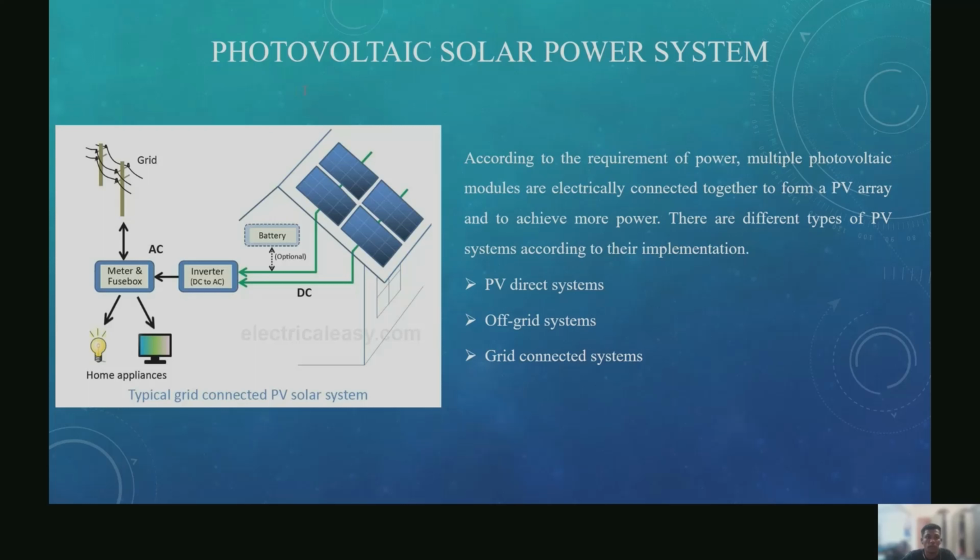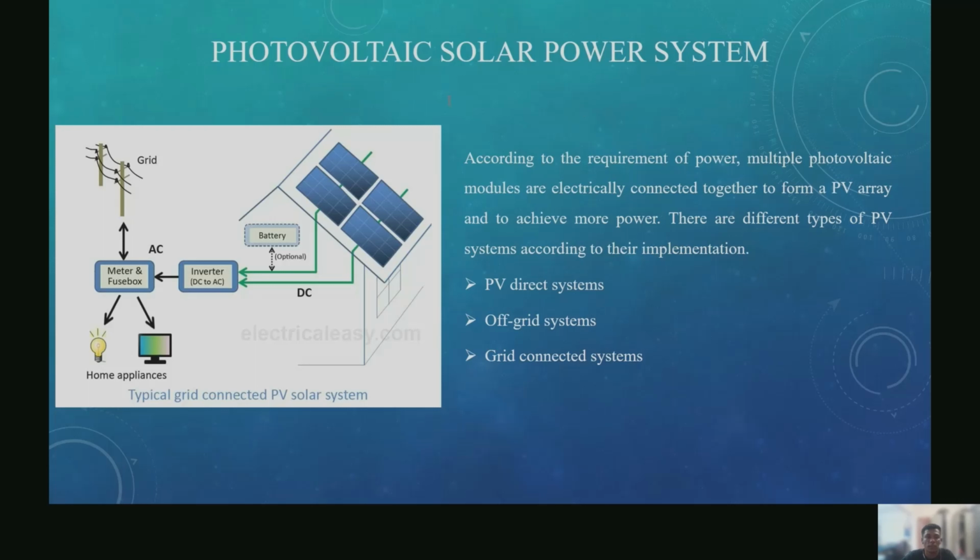So for PV direct systems, these systems supply the load only when the sun is shining. There is no storage of power generated and hence batteries are absent. An inverter may or may not be used depending on the type. For off-grid systems, this type of system is commonly used at locations where power from the grid is not available or not reliable. An off-grid solar power system is not connected to any electric grid. It consists of solar panel arrays, storage batteries, and inverter circuits.